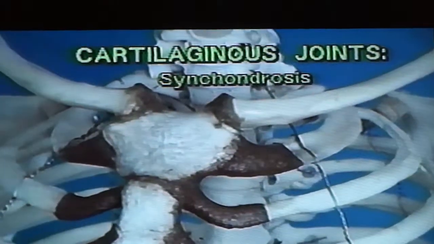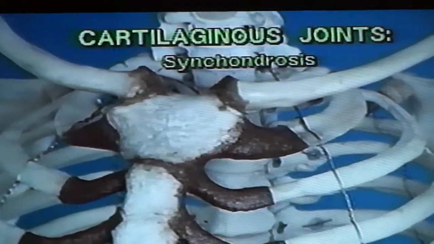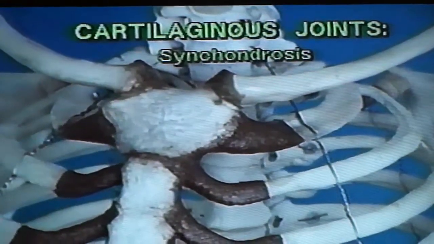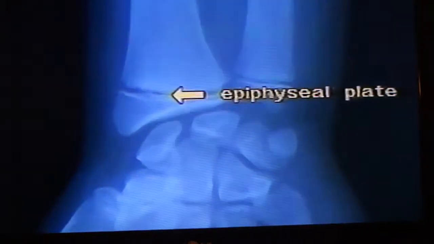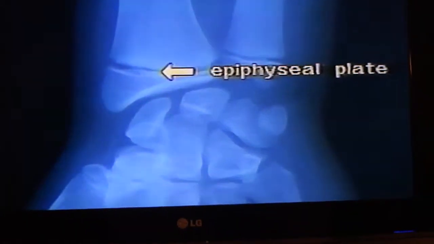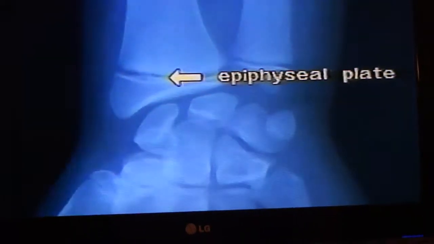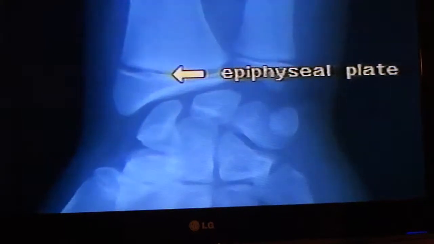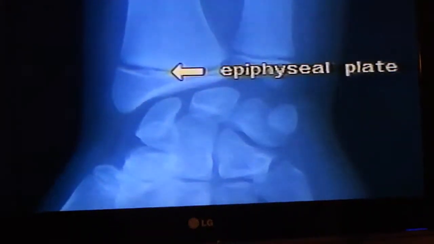Synchondroses are also found in developing long bones and are referred to as primary cartilaginous joints. In this radiogram of the ulna of a young girl, the ossified end of the bone is joined to the shaft by a cartilaginous epiphyseal plate. This union is a synchondrosis. It must be noted that the epiphyseal plate is the area where bone growth occurs, and it becomes ossified when development of the skeleton is complete.